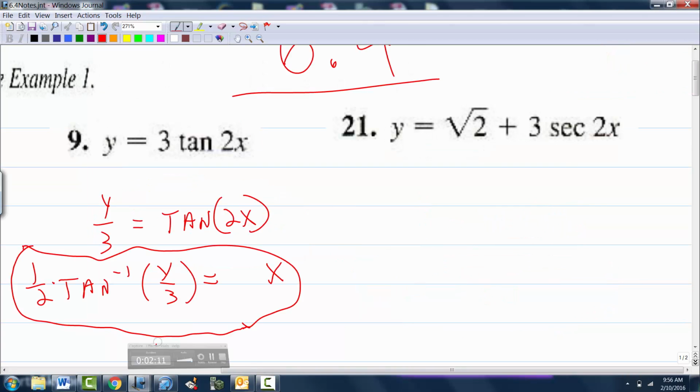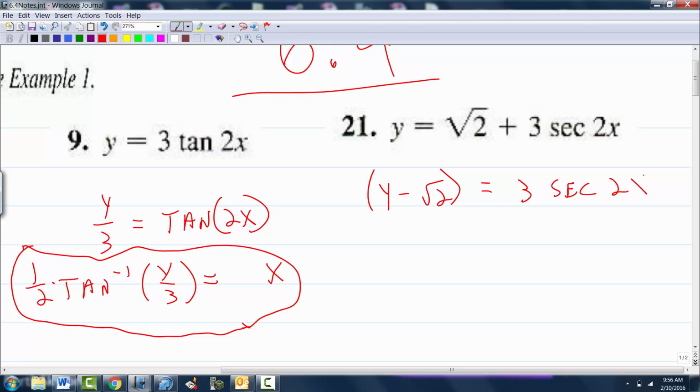Stop! Next. Can I inverse secant both sides? No, what do you have to do first? Subtract the root 2. Are you bored? You feel tricked? Something's being hidden for sure. What do I have to do next? Can I inverse secant both sides? Divide by 3. Probably could have written that in 1 step.